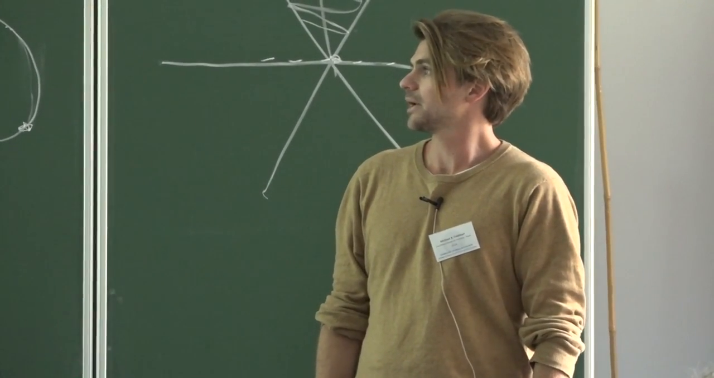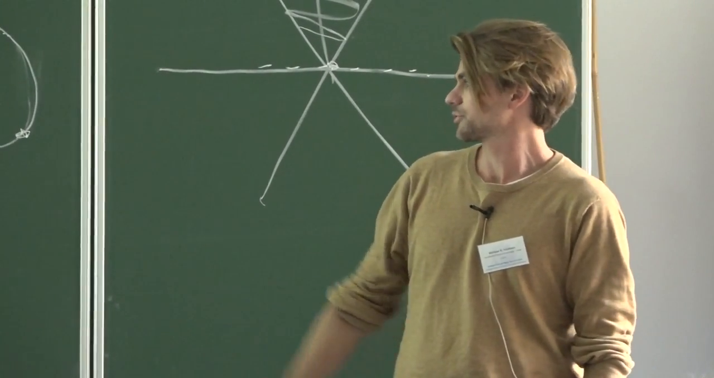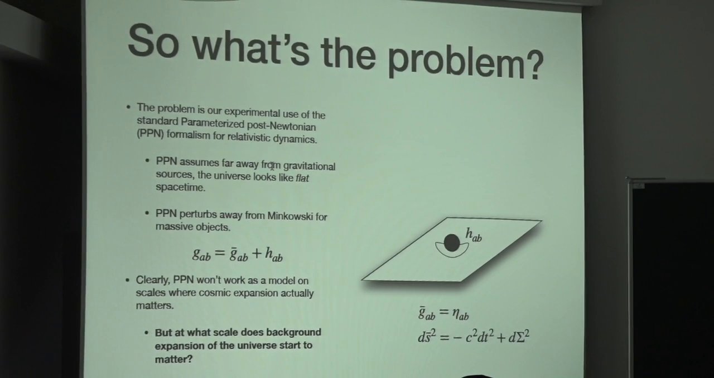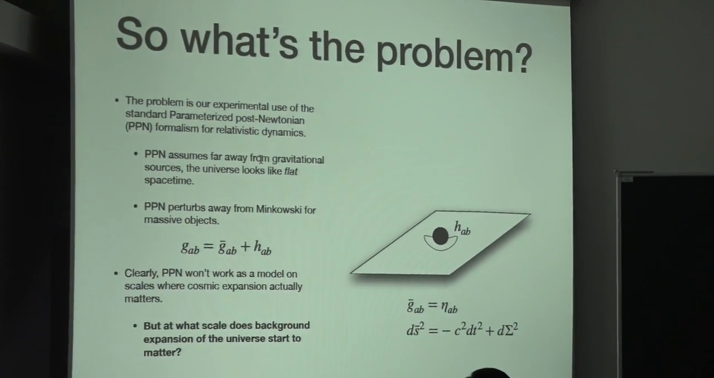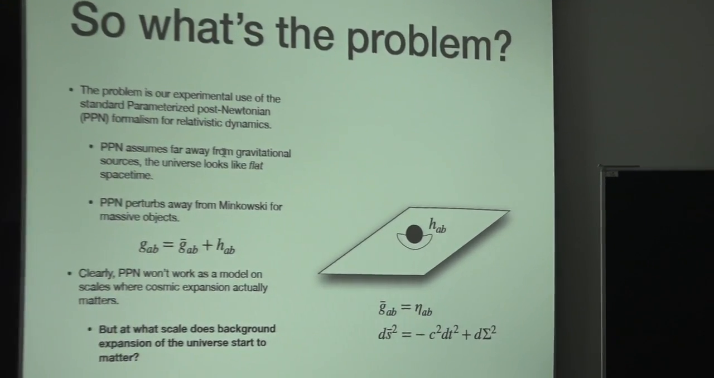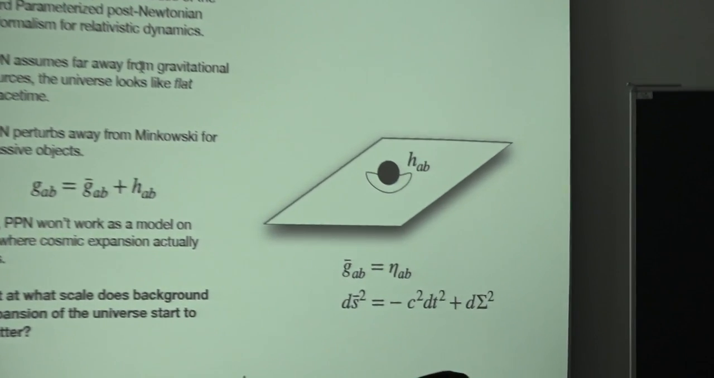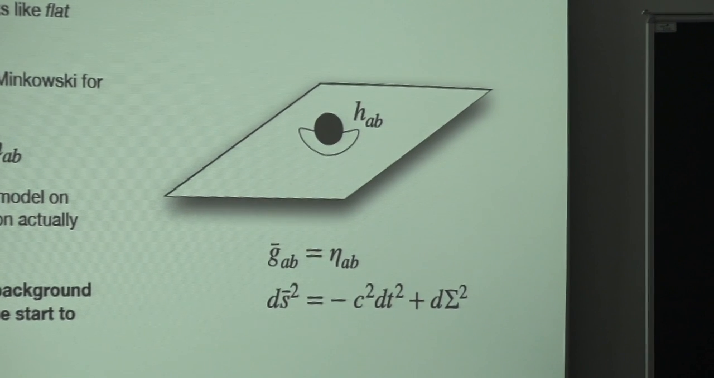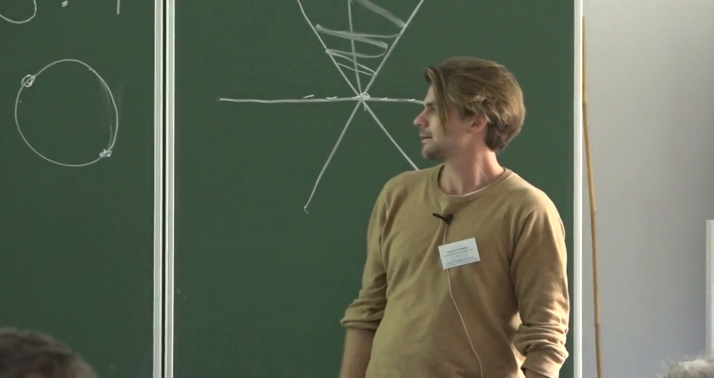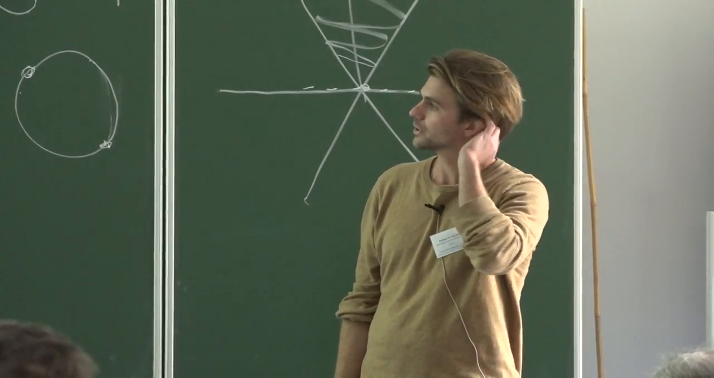The PPN assumes far away from gravitational sources, like this one over here, where h_ab is the curvature due to the gravitational source, or the metric perturbation due to the gravitational source, that the universe looks like flat space-time. So if I go very, very far away, it looks like the Minkowski metric. And that's what G-bar is over here. I'm setting G-bar to the Minkowski metric.